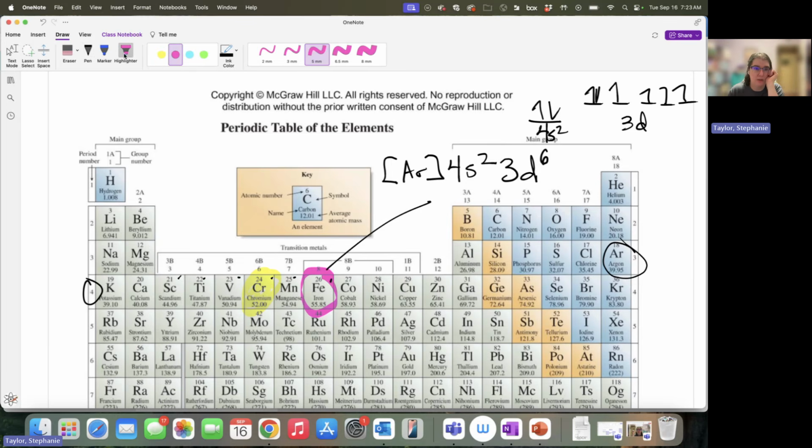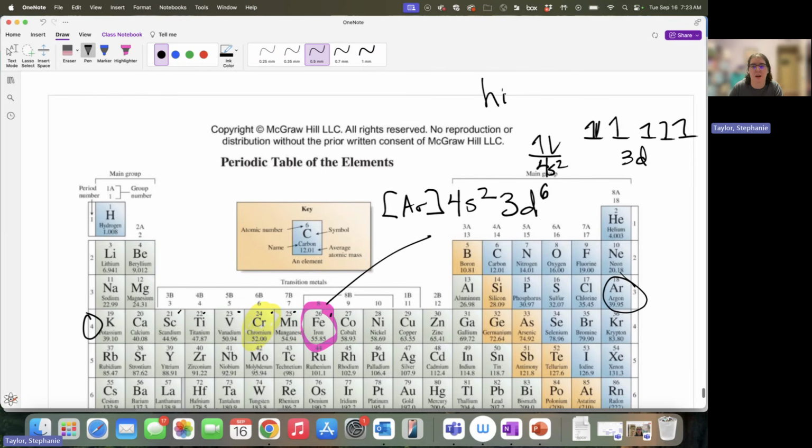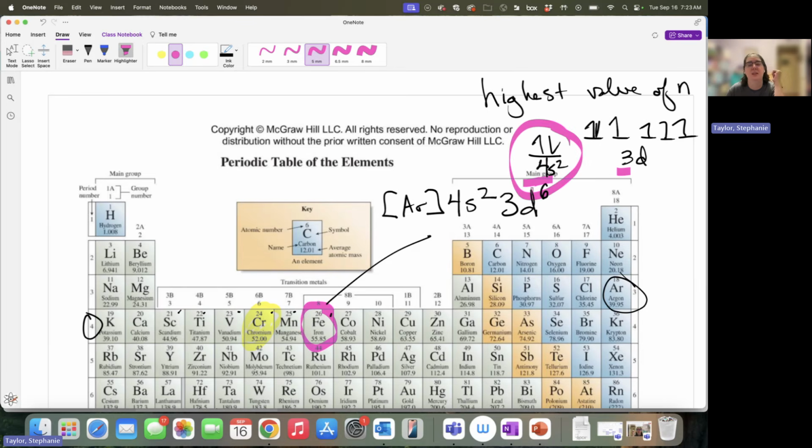When we're looking at valence electrons, I'm looking for the highest value of n. So if I want valence electrons, I need the highest value of n. And so I've got two values of n shown. I have 4 and I have 3. 4 is greater than 3. These are the valence electrons. These are the only valence electrons. So as far as the number of valence electrons for iron, the answer is 2, and just 2.